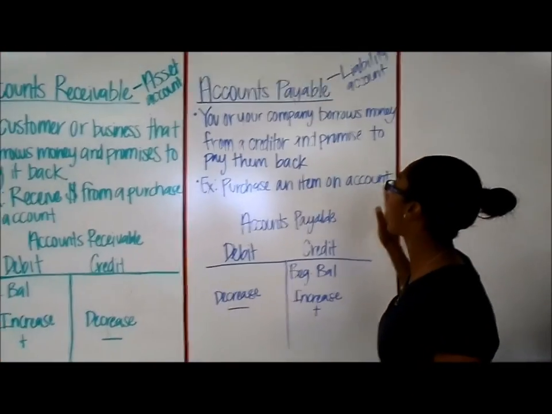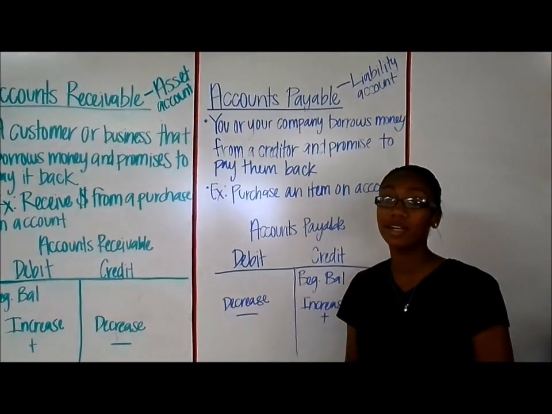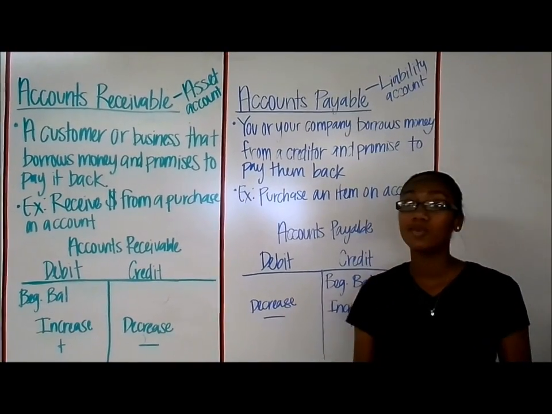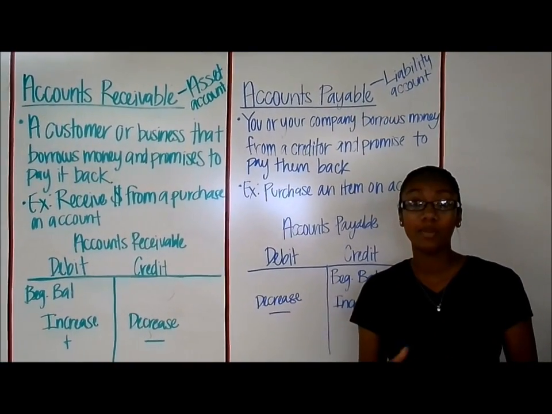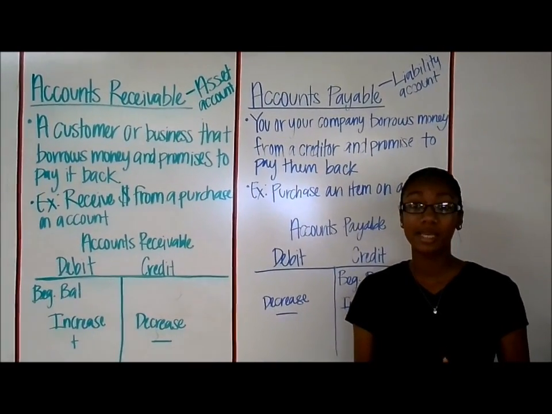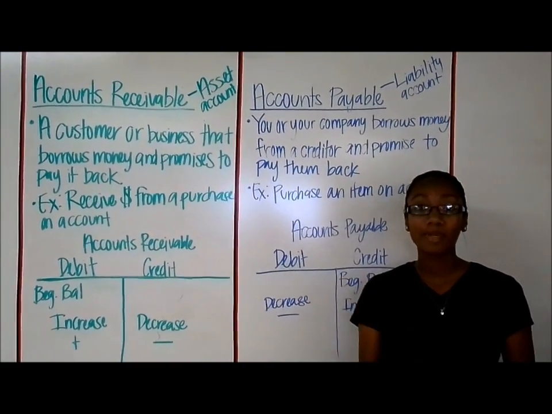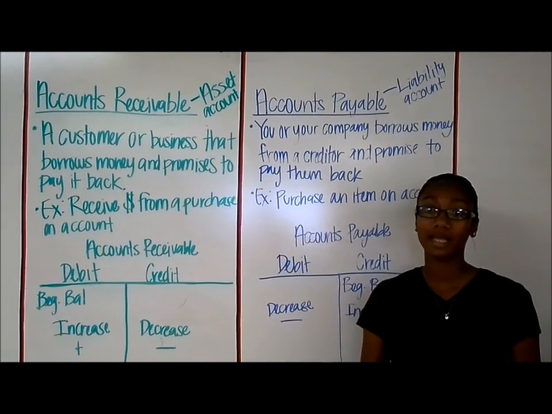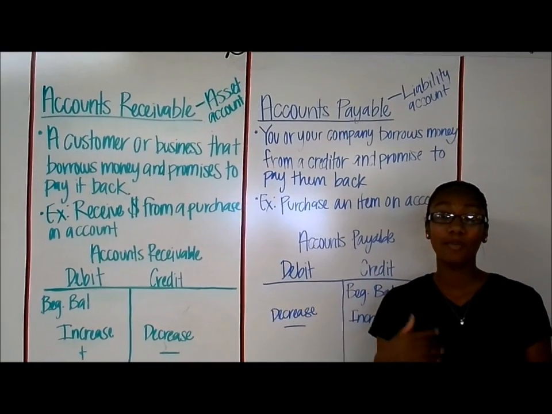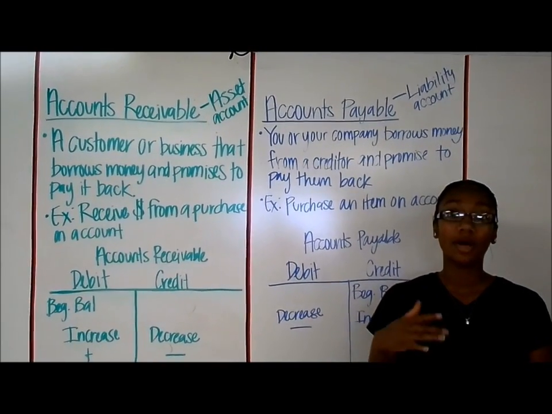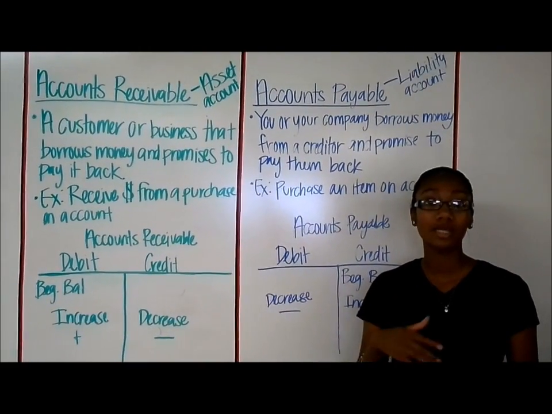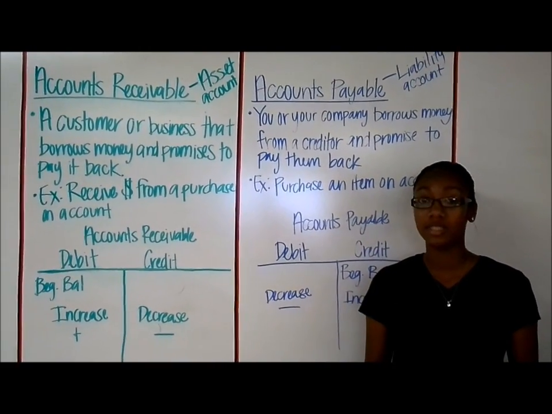So the other one is accounts payable. Like I said earlier, it is a liability account. So in accounts payable, this is when you or your company borrows money from a creditor or another business, and you will promise to pay the amount back at a later date. So an example of this would be if you purchase an item on account from a business, so that means that you don't pay with it in cash, you promise to pay the amount back at a later date.